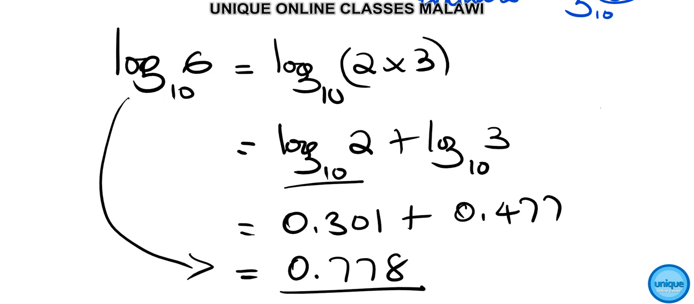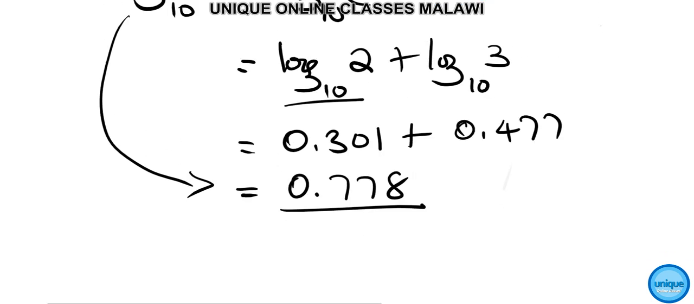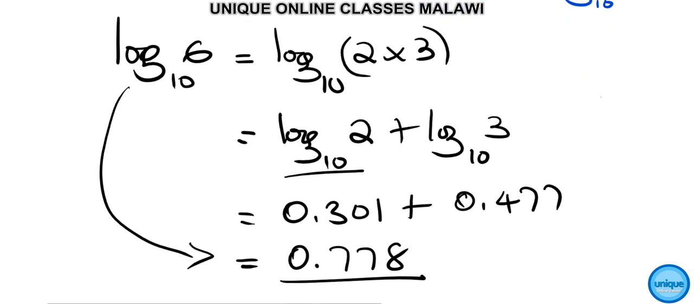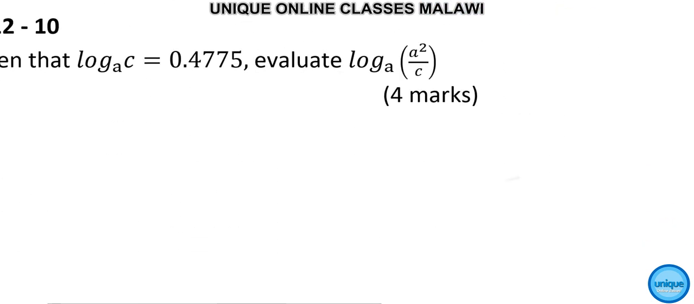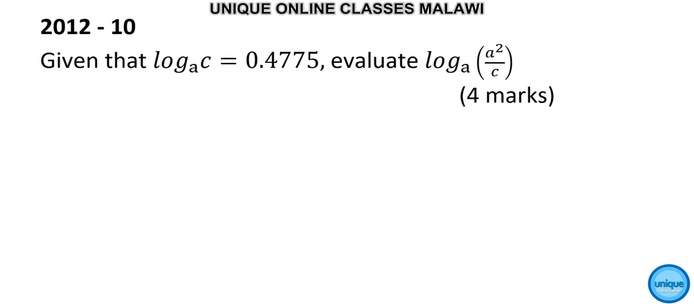Hey my guys, let's now proceed to another question. Given that log of c base a, the answer is 0.4775, evaluate log of a squared over c base a. It was 4 marks, question number 10 in 2012.